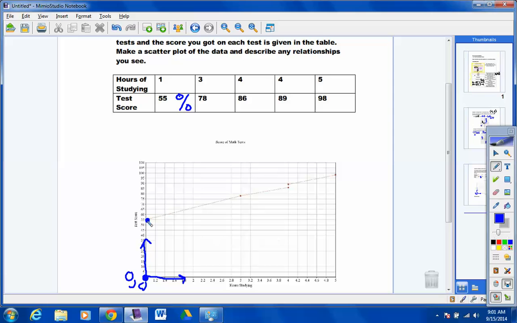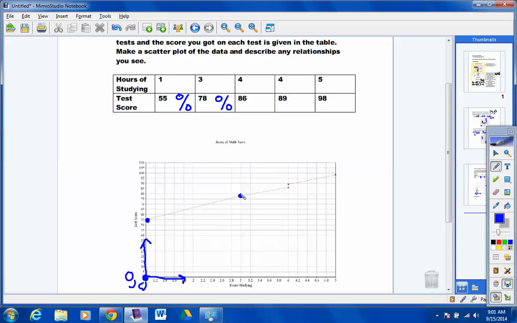Now, I didn't like 55%, so I might have studied more. I might have studied for how many hours? 3. What's it say up here in the table? 3 hours got you a score of what? 78% up here in the table. So they went ahead and plotted that point over here. Over here is 3 hours, and then up here is that score, right, guys?